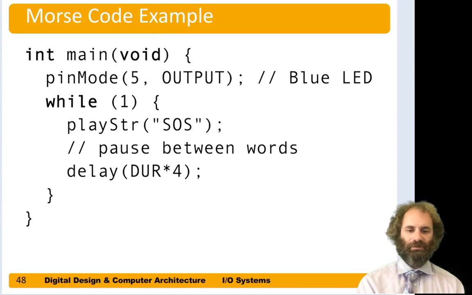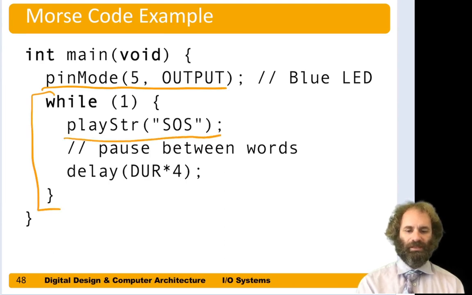Finally, here's our main program. Let's use the pin mode function to set pin 5 to be an output, and then we will loop forever, playing SOS and waiting 400 milliseconds just to pause between words. So this will play dot, dot, dot, dash, dash, dash, dot, dot, dot on our LEDs.